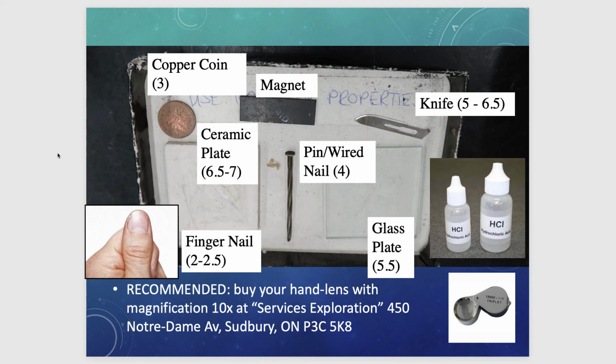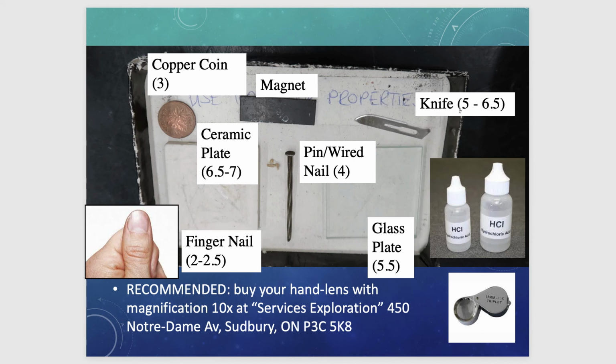The first characteristic is certainly the hardness. How do we assess hardness? We have to scratch the mineral or use the mineral to scratch something else. Quite often the tools that are used to scratch a mineral are the fingernail, the copper coin, the pin wire nail, and the knife. Other tools test hardness by scratching the mineral on them: the ceramic plate and the glass plate. So these are the tools used for hardness testing, including the knife.